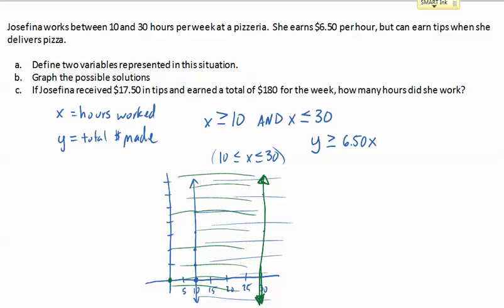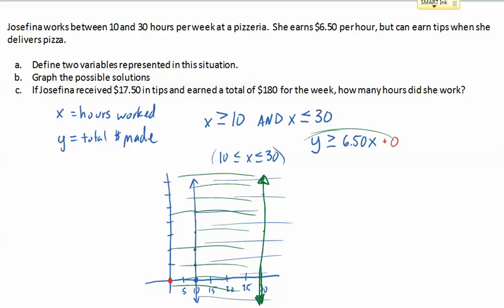Okay, so now Josephina received, oh, sorry. We've got y is greater than or equal to 650x. So probably the easiest thing to do here is, the y-intercept, of course, is 0. It's in y equals mx plus b form. So I've got a y-intercept here.